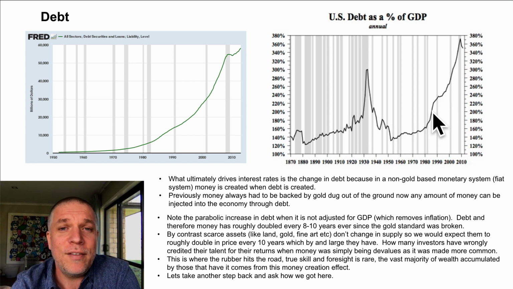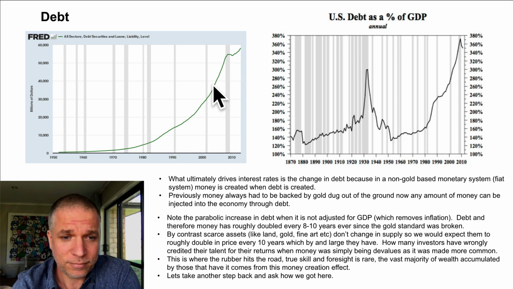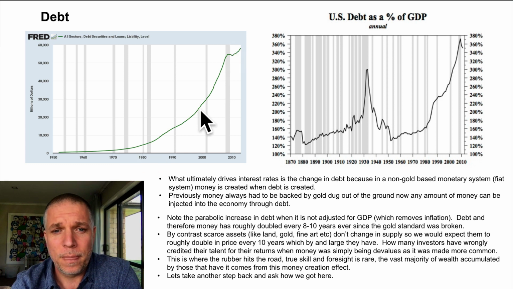And if you step over to the left here, you see that debt, different measure this time. This is absolute debt, so nominal terms, not adjusted for inflation or GDP or anything. And you can see this parabolic increase, particularly starting about here when the gold standard was broken. And really, what's been happening is pretty much every 8 to 10 years, the money supply has been doubling. That's how parabolic this is. Now that's interesting to know in itself.